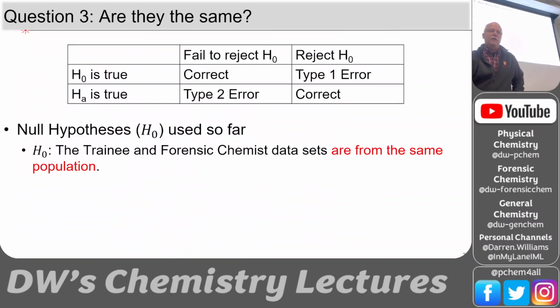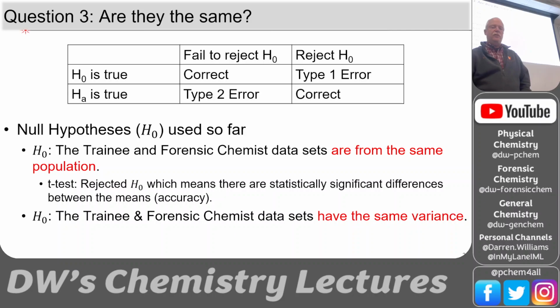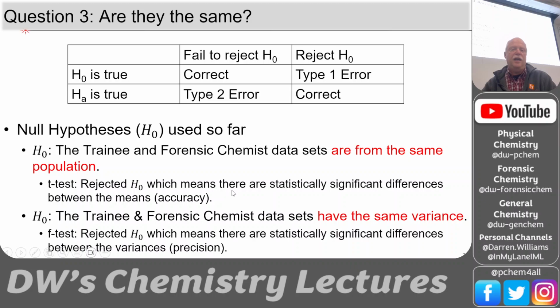Okay. So these are the null hypotheses that we used so far. The trainee and forensic chemist data sets are from the same population. We rejected that with the t-test. And they had the same variance. We rejected that with the f-test.